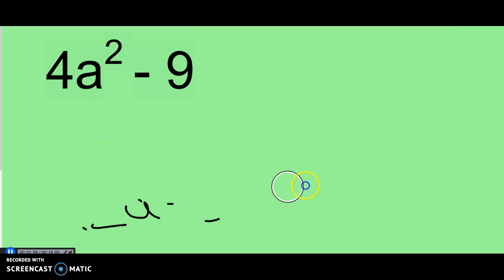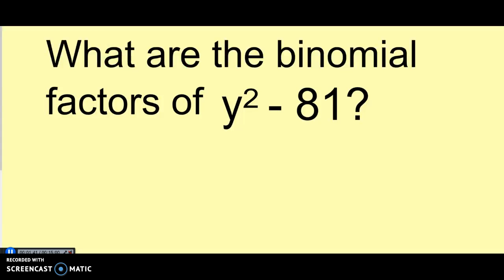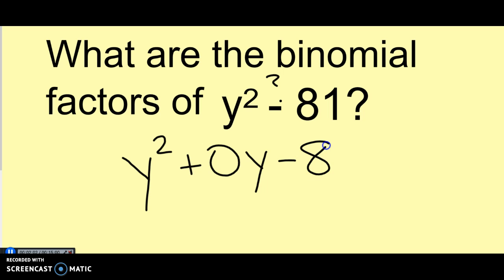Okay, actually, I think I'm going to go back to the other one that I had because I want to show this. What are the binomial factors of this? Okay, so here's what you would do if you can't remember the rule. You say, well, I've got a y squared here. I don't have a middle term. There's nothing in the middle, so I'm going to do plus 0y. And then you've got a minus 81, okay, because you don't have a y there. So it can have the coefficient of 0.